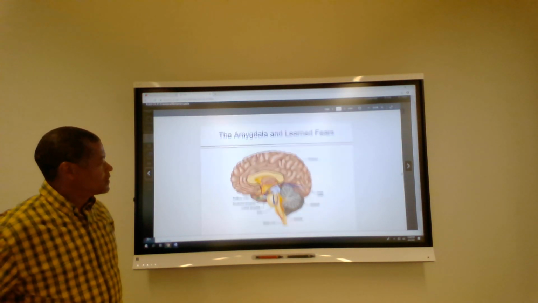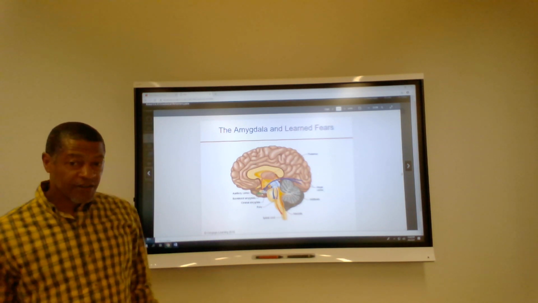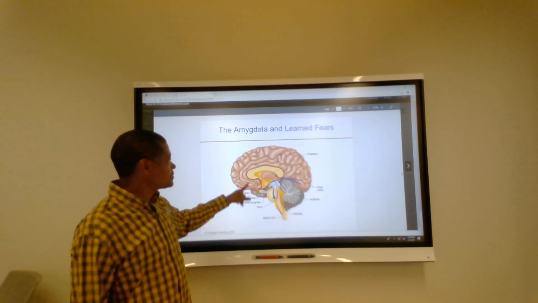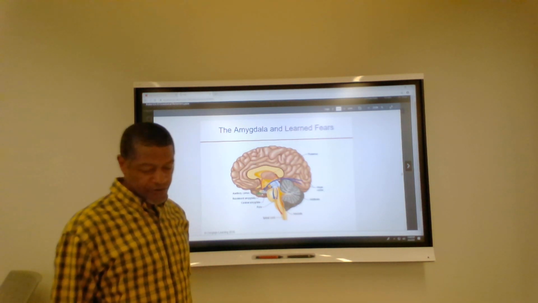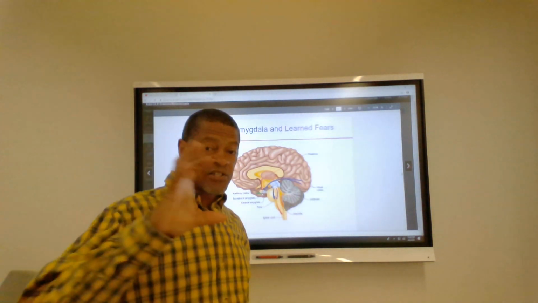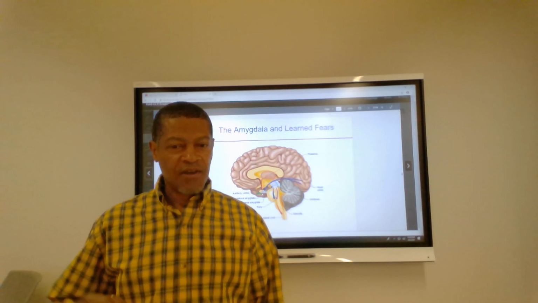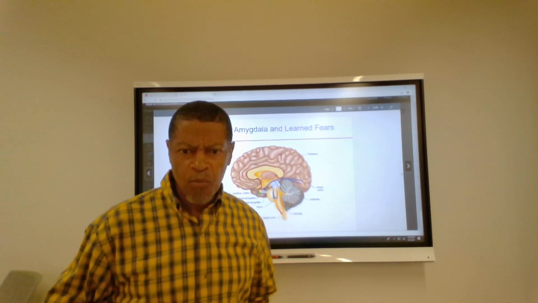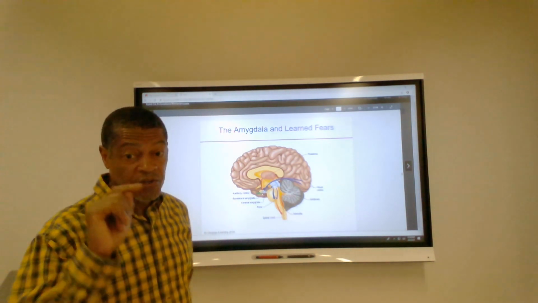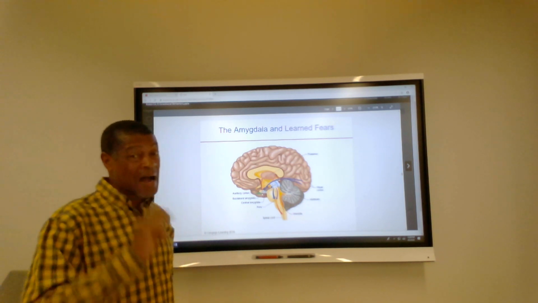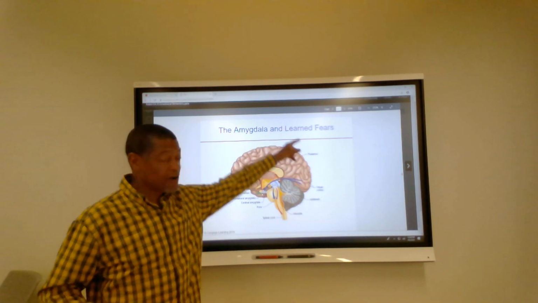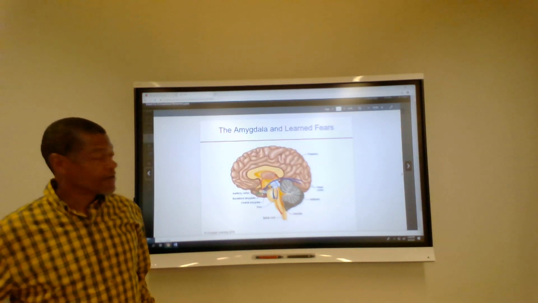So in the amygdala, again, that's the area in that temporal lobe there, learned fears are located here. You can actually take out the amygdala, and animals or humans aren't scared. You can stimulate it, make it more aggressive. So there are different components of how that amygdala operates that really are affecting our dynamics of fear.